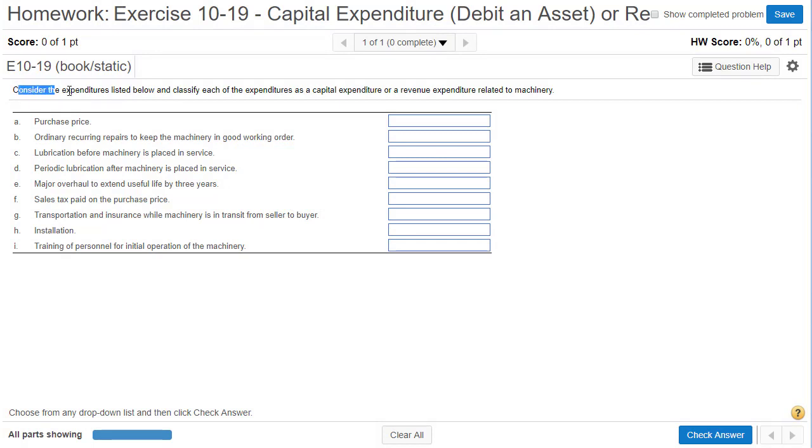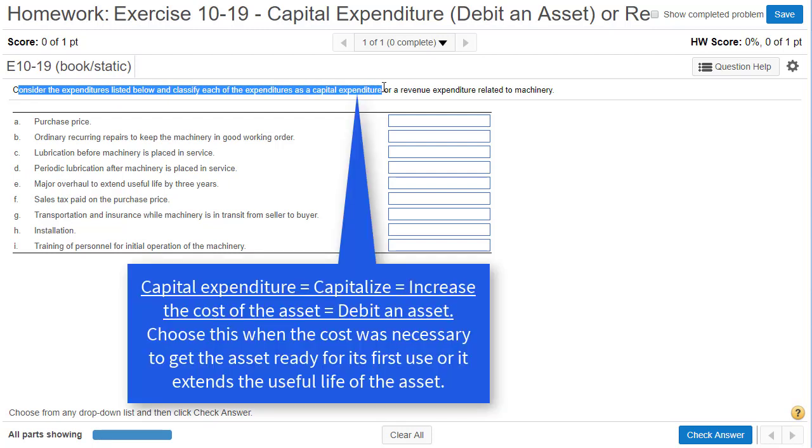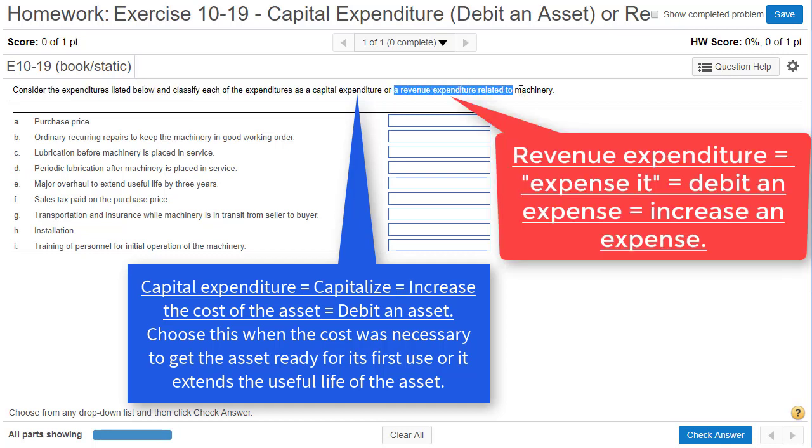So consider the expenditures listed below and classify each expenditure as either a capital expenditure. Now remember, capital expenditure is the same as capitalizing something. And when you capitalize a cost, that just means you're increasing an asset. You're debiting the asset account. Or are we going to do a revenue expenditure, which just means we're going to expense the item. And this is all pertaining to this machinery.